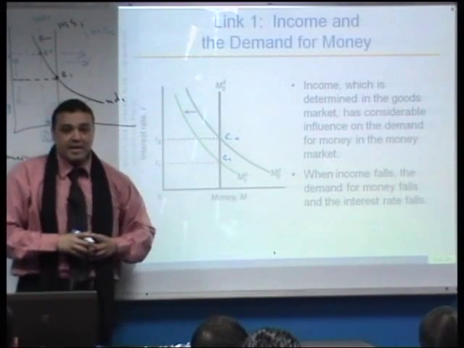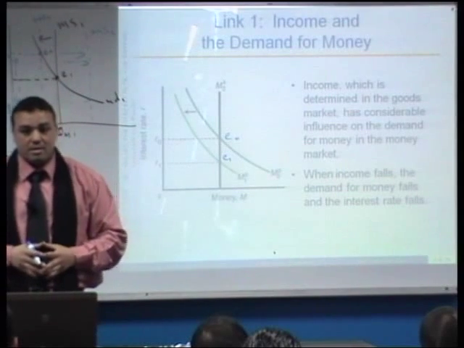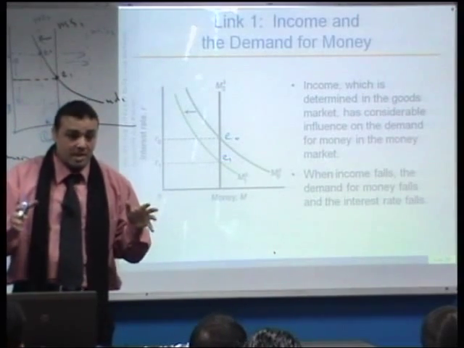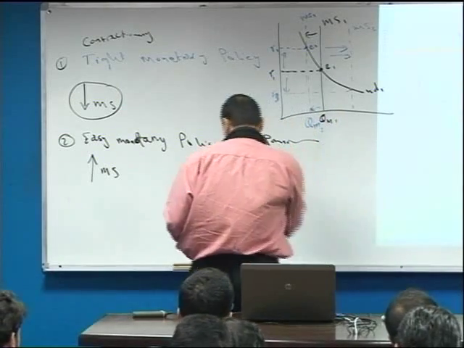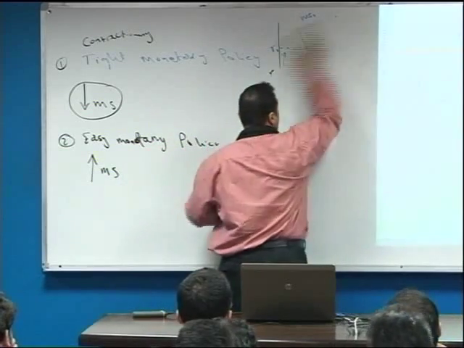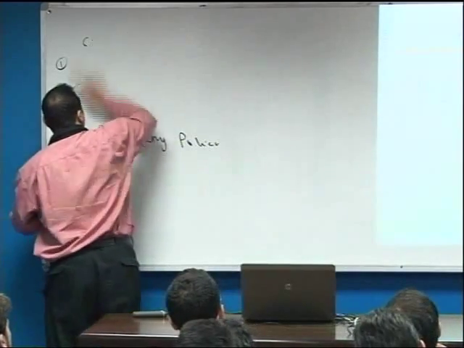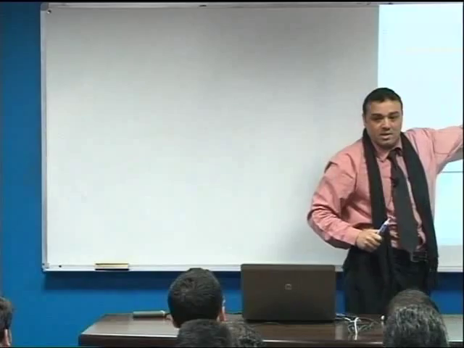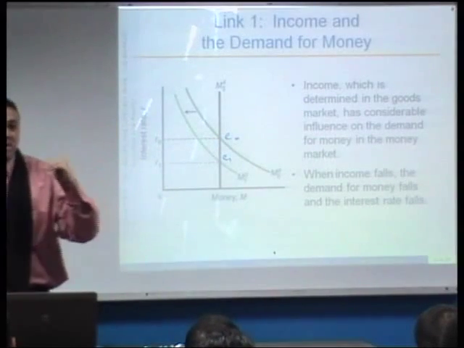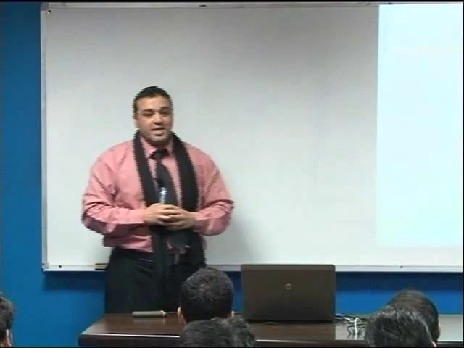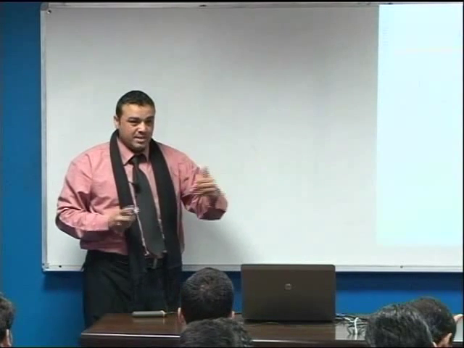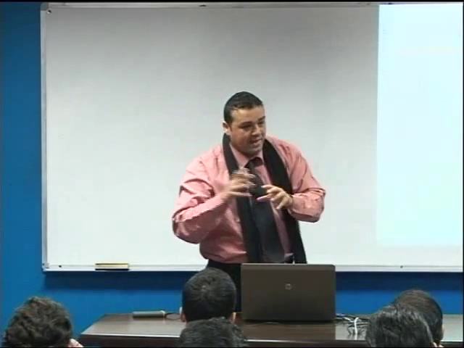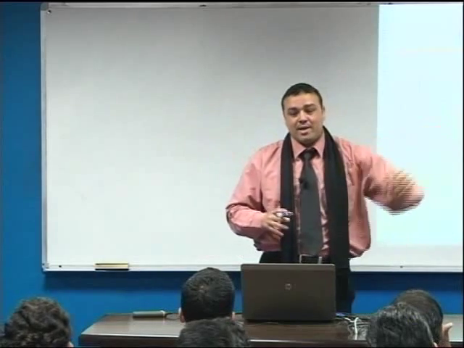Suppose that income declined. As you know, income is related to what? To the goods and services market. Right? So I want to start the analysis not from the decrease in income, but suppose that the government decided to decrease its spending. So I want to start from the policy that relates to the goods and services market, and then see its effect on the money market.